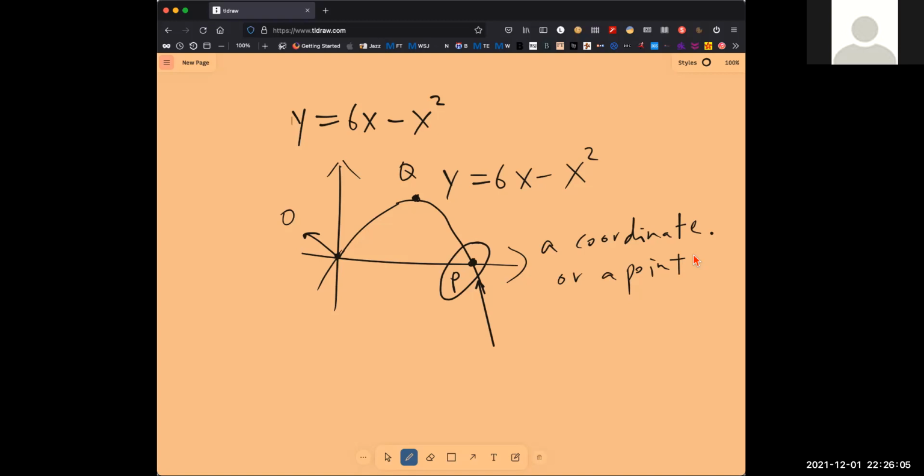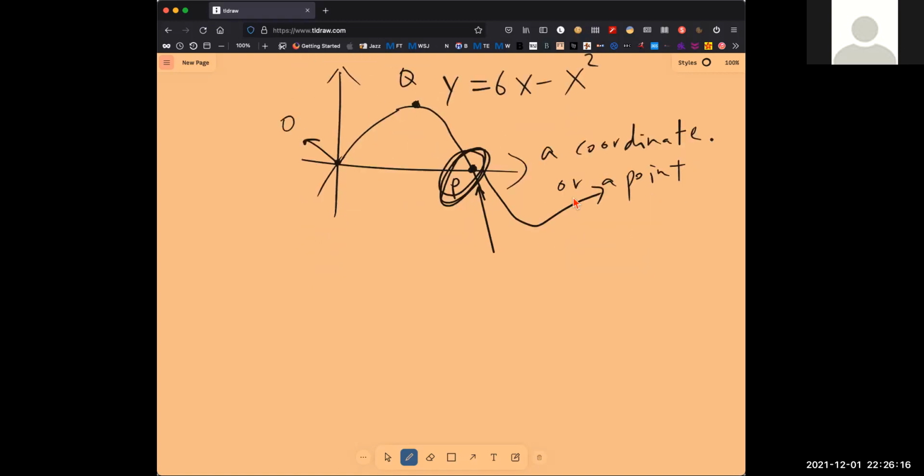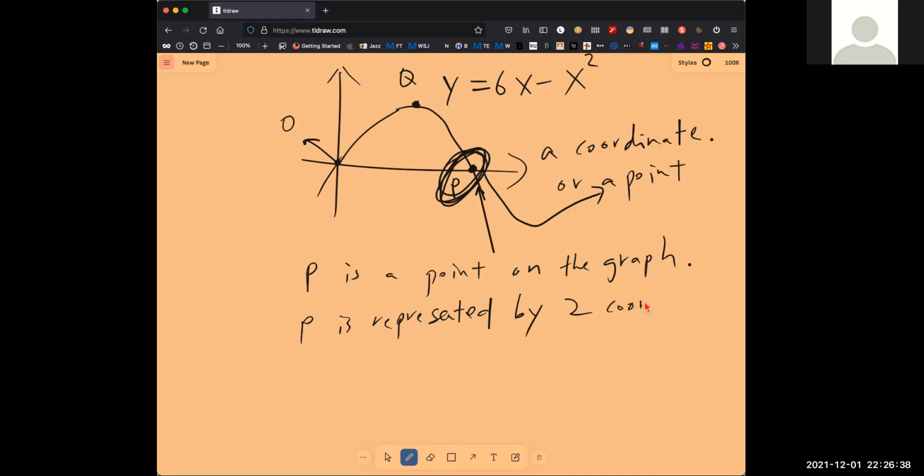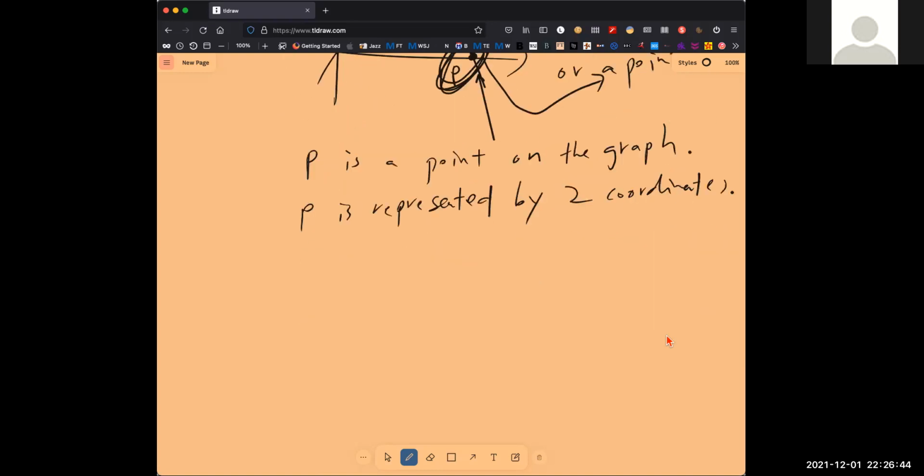So P is a point, right? Just to elaborate further, this is a point. So P is a point on the graph, and P is represented, that means how you represent it, P is represented by two coordinates. I'm going to demonstrate what I mean by this.